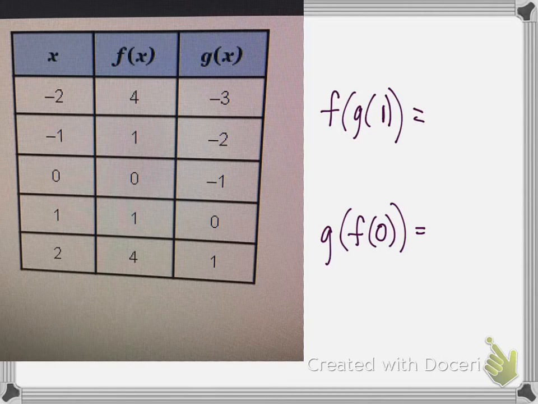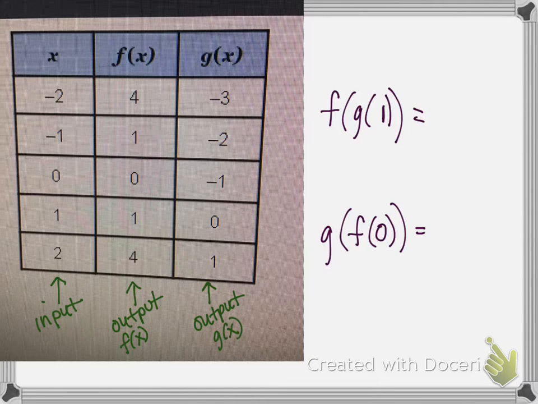All right, let's take a look at finding the composition of functions using a table of values. So taking a look at this table, this first column is your input. This second column is your output for your function f of x. And this third column is your output for the function g of x.